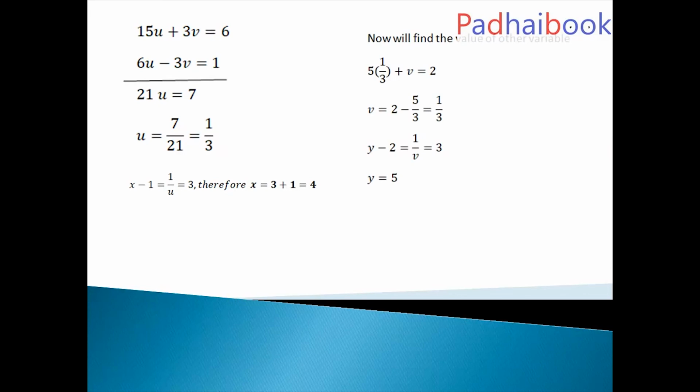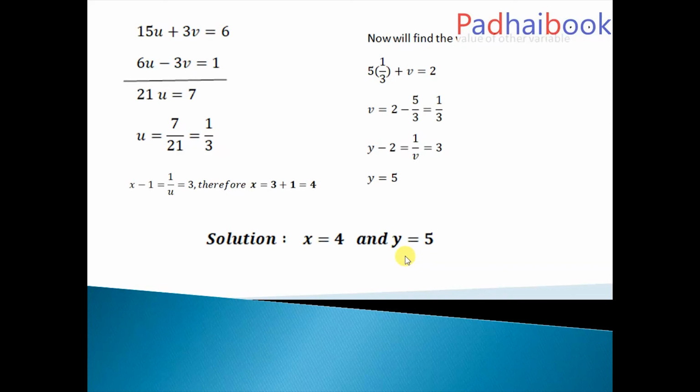Now I will find the value of the other variable. What was u? u was 1 by 3. I have substituted in one of the equations, and v comes out to be 2 minus 5 by 3. Take the LCM. 6 minus 5, 1, so 1 by 3. So v is 1 by 3. So y minus 2 is equal to 1 by v is equal to 3. So y will be 5. So here I have my solution. My solution is x is equal to 4 and y is equal to 5.